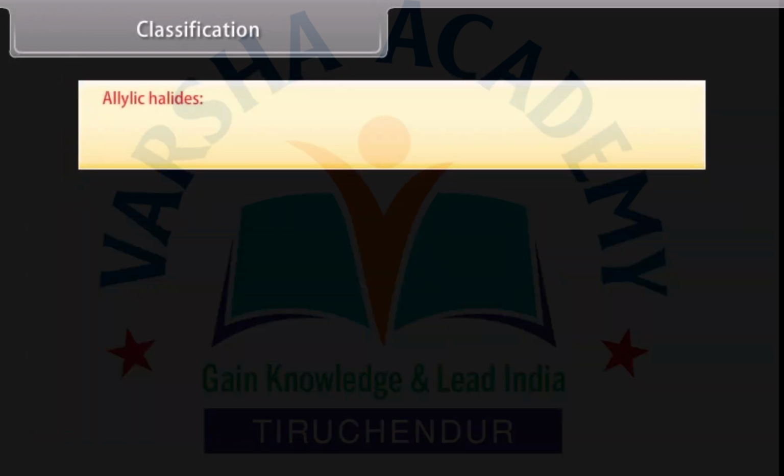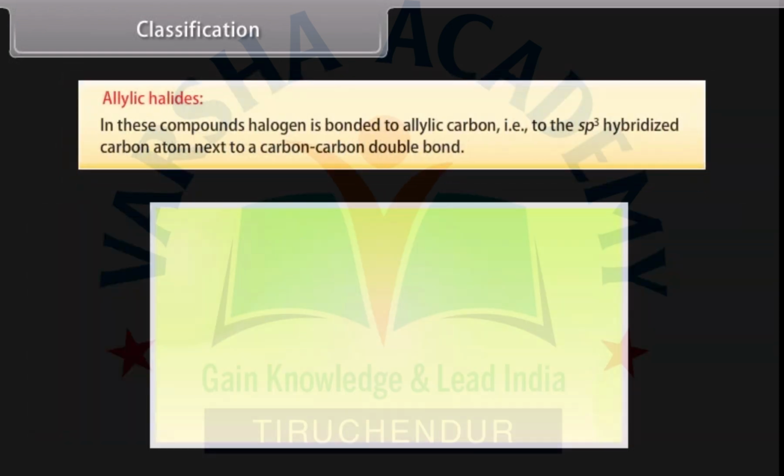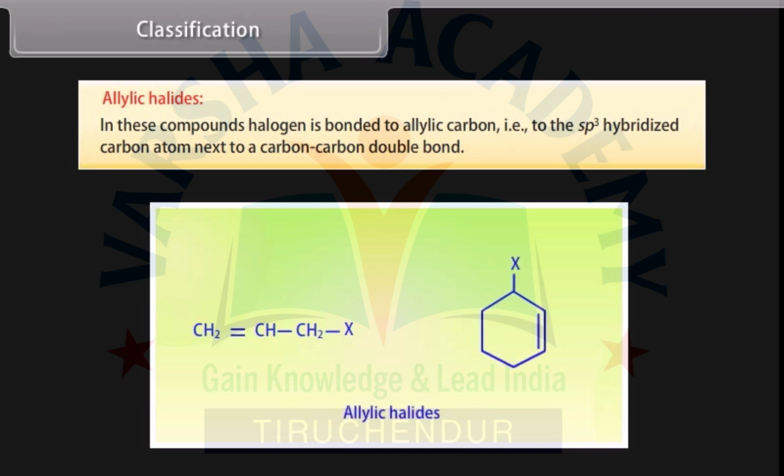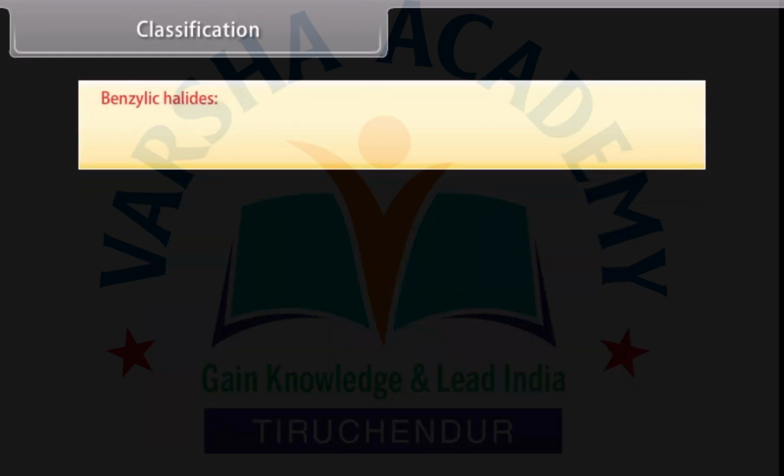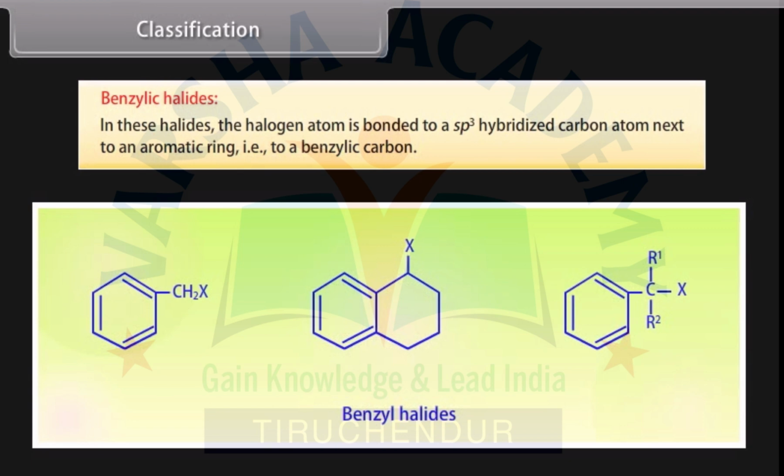Allylic halides. In these compounds, halogen is bonded to an allylic carbon, that is, to the sp3 hybridized carbon atom next to a carbon-carbon double bond. Benzylic halides. In these halides, the halogen atom is bonded to a sp3 hybridized carbon atom next to an aromatic ring, that is, to a benzylic carbon.